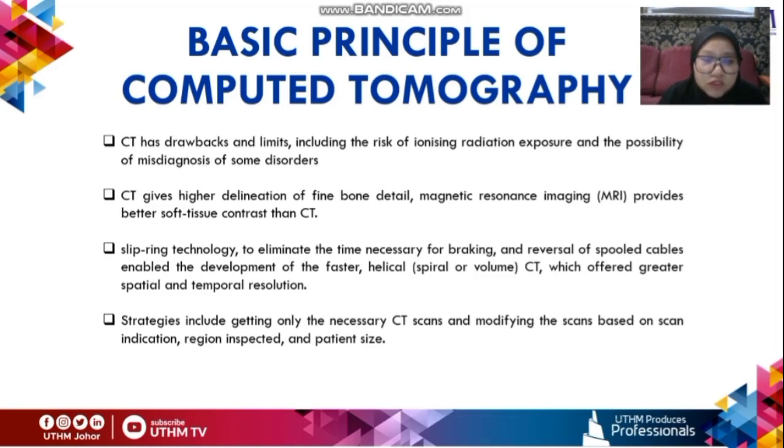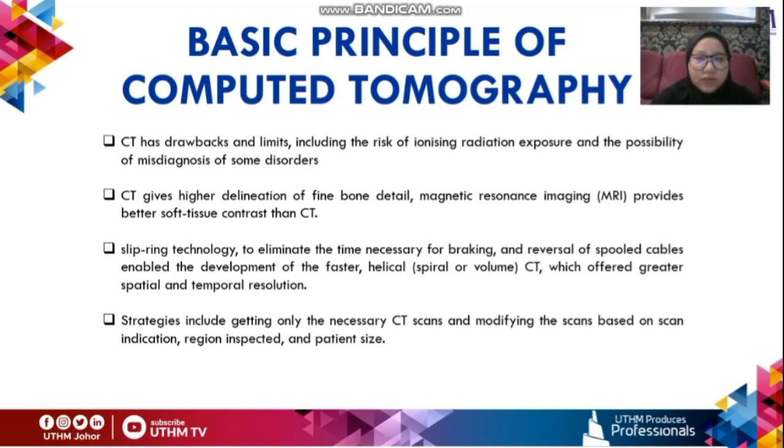The radiation exposure is a significant cost. Strategies include getting only the necessary CT scan and modifying the scan based on the scan indication, age, expected and patient size. This initiative must be supplemented with effort by manufacturers to create deeper radiation dose management technology, as well as effort in research, education, and CT standards and regulation.